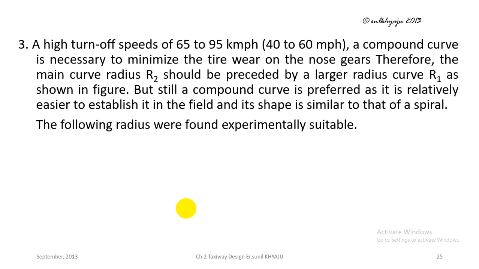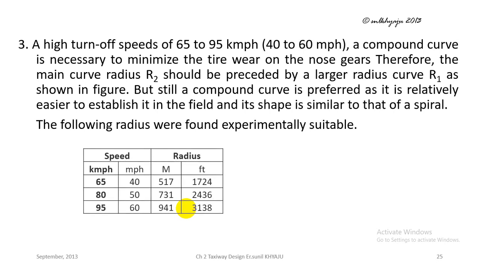For a high turn-off speed of 65 to 95 kilometers per hour, a compound curve is necessary to minimize the tire wear on the nose gear. Therefore, the main curve radius R2 should be preceded by a larger radius curve R1 as shown in the figures. But still a compound curve is preferred as it is relatively easier to establish in the field and its shape is similar to that of a spiral. The following radii were found experimentally suitable.